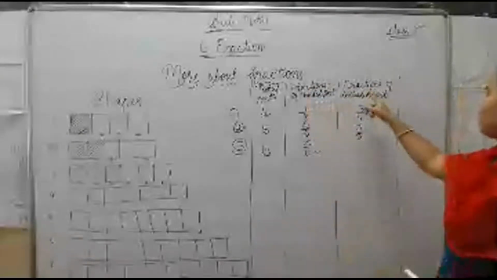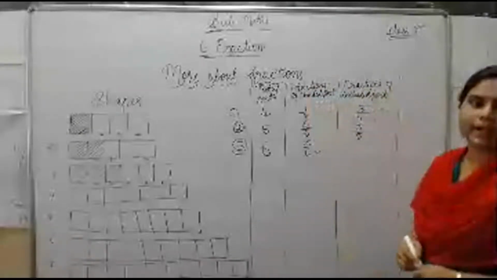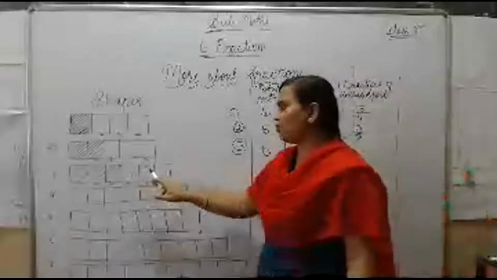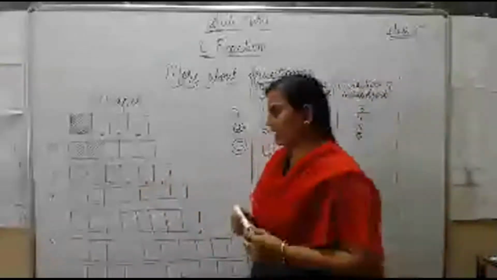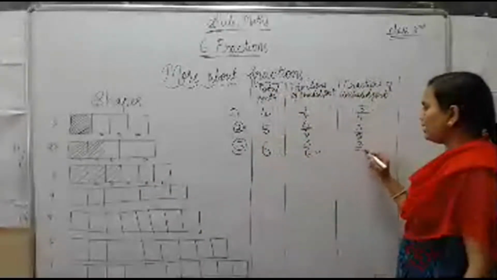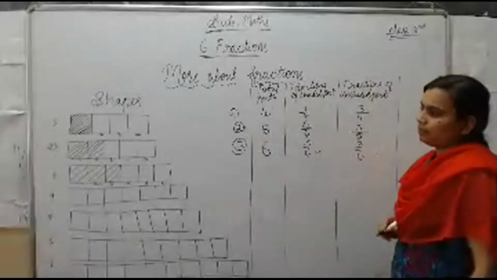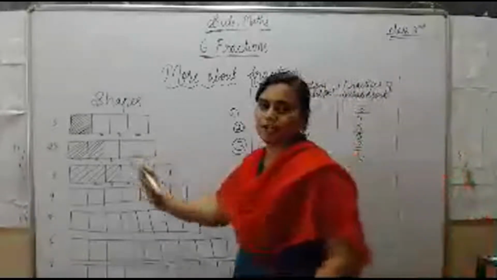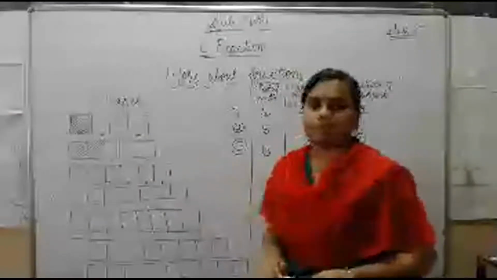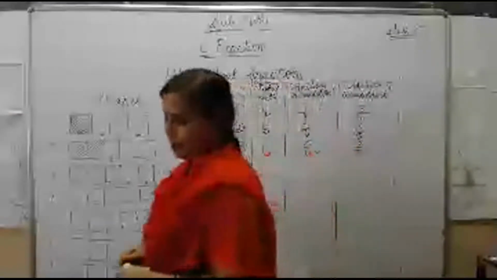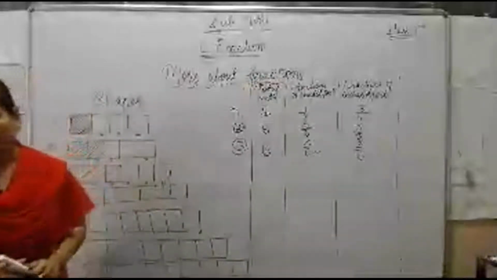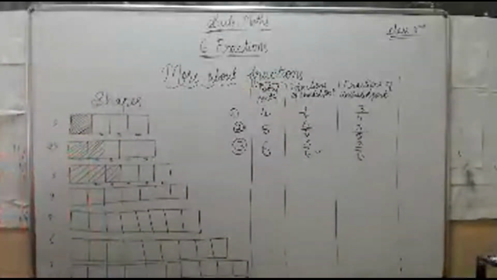Then fractions of unshaded parts. How many parts are unshaded here? It's 4, 5 and 6. How do we show this? This is also 3 by 6. It means half of the shape is shaded and half of the shape is unshaded. That's 3 by 6, 3 by 6. Okay. Next one.